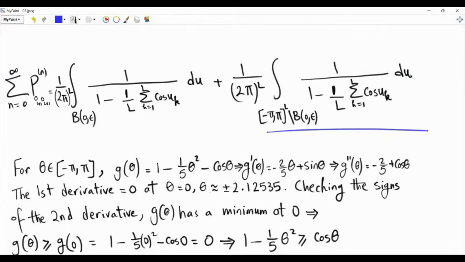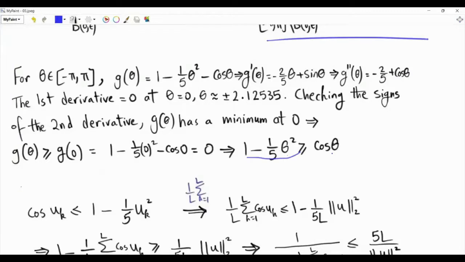So we can take g of theta as 1 minus 1/5 of theta squared minus cosine theta. Then we can obtain the minimum of this function. So the minimum of this function using calculus will be when theta is equal to 0, which means that g of theta for theta between minus pi and pi is lower bounded by g of 0. And g of 0 is equal to 1 minus 0 minus cosine 0, which is 1. So the minimum is 0.